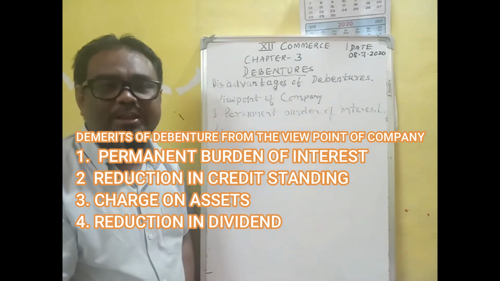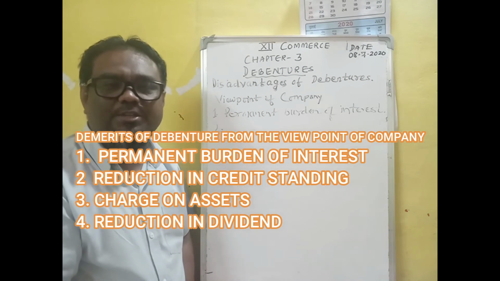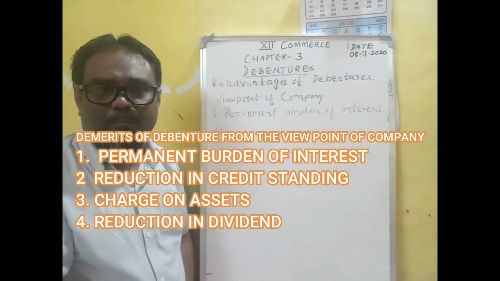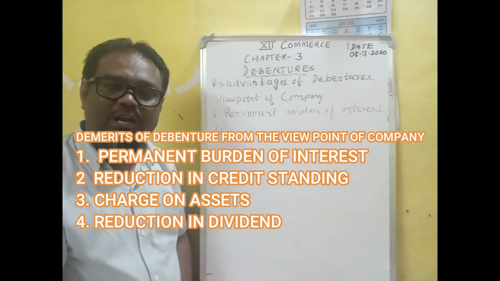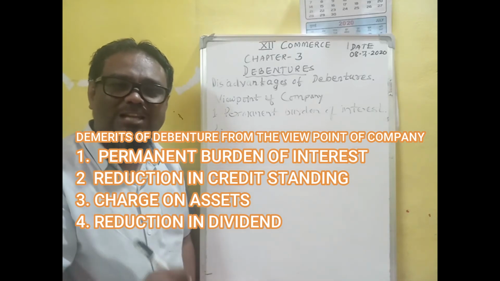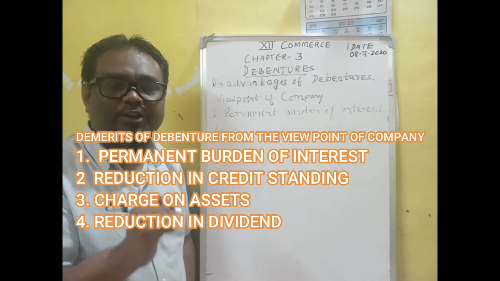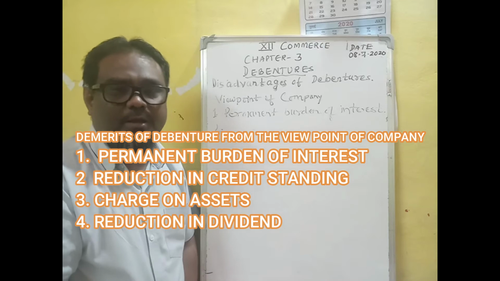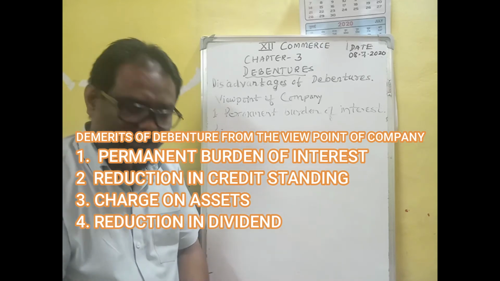Interest on debentures is a permanent liability. The company has to pay interest to the debenture holder irrespective of profit or loss. Whether the company makes a profit or suffers a loss, the company has to pay a fixed rate of interest to the debenture holders. This is the permanent burden for the company.